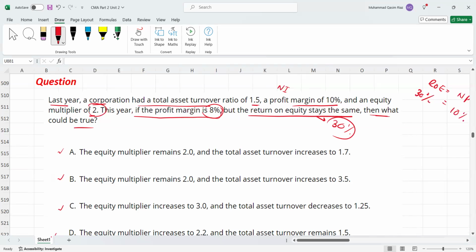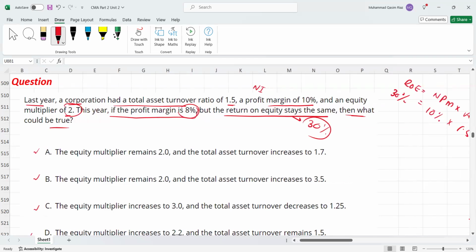Option number one, they are saying that now the condition is that your return on equity should stay 30%, which equals the net profit margin ratio, which is 8% now, multiplied by asset turnover ratio and equity multiplier, which are not given. He's asking which is the correct option. You have to select the option which will give you a 30% answer by fitting this information.